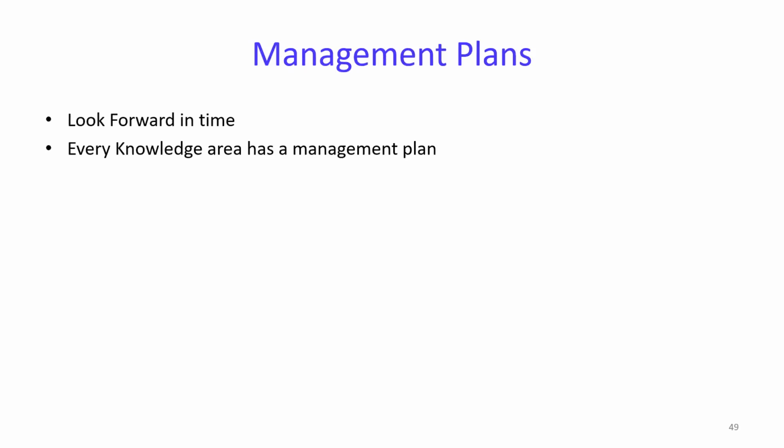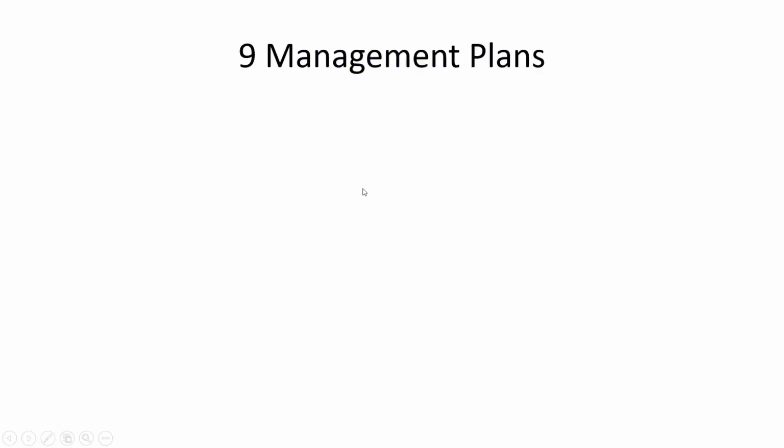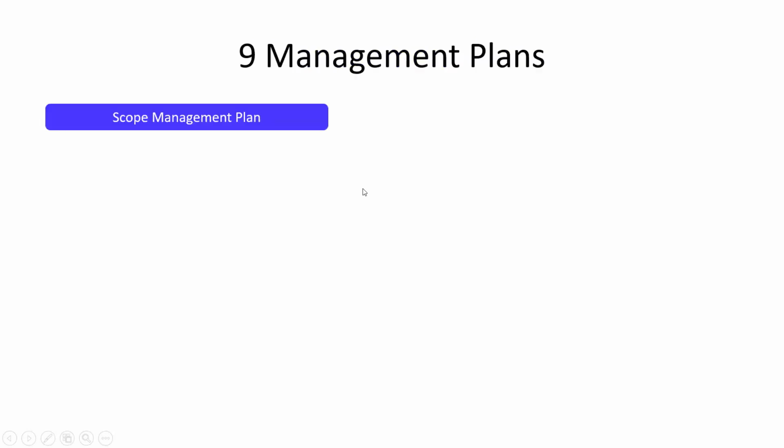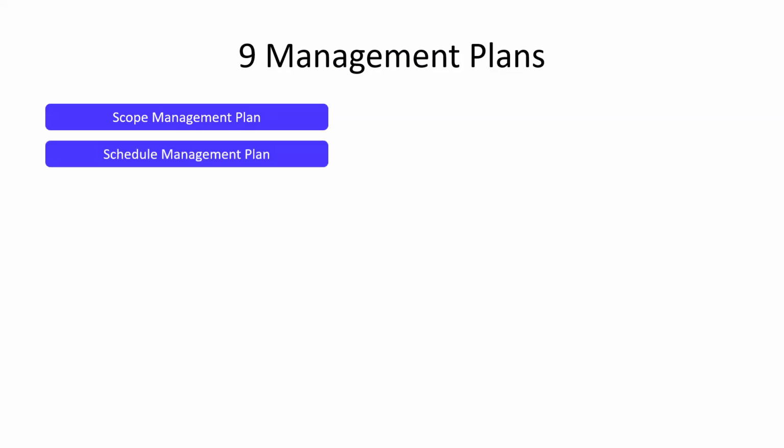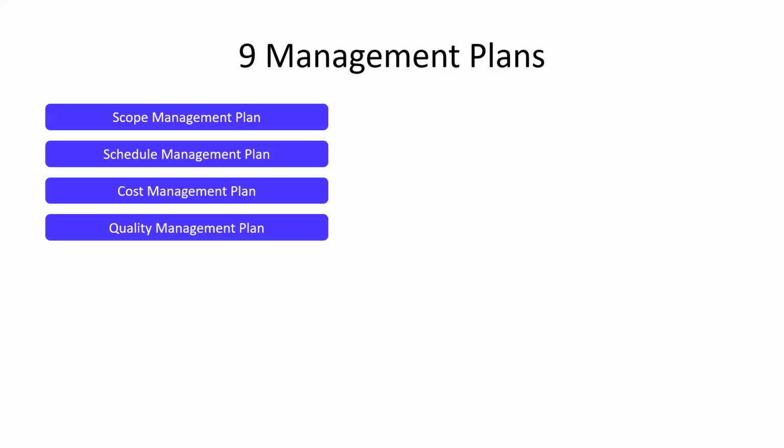Okay, so management plans look forward in time. Every knowledge area has a management plan. Now let's look at a very brief view of those. So the scope management plan defines the scope of the project. It talks about how you plan the scope, execute the scope, meaning you start delivering the scope, and then how you control the scope and validate the scope. Similarly, schedule management talks about how you define the schedule for the project. It goes to the activity level also, and then how work gets done in the schedule and how you control it. Cost management plan, same thing, defines the cost, and then how you control the cost.